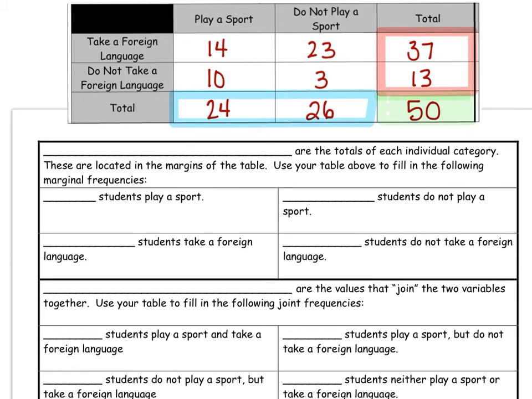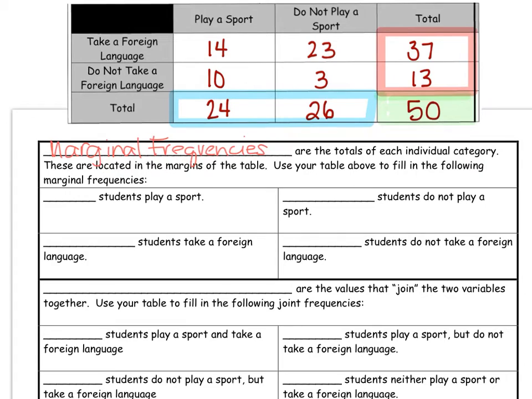Here's our table from the other page. I just copied and pasted it, and I was talking about marginal frequencies. Marginal frequencies are just the totals of each individual category. So for play a sport, the marginal frequency is 24. For do not play a sport, the marginal frequency is 26. Take a foreign language, it's 37. And do not take a foreign language, it's 13. So marginal frequencies, and again, frequency is just how many people are in that category, are the totals of each individual category.